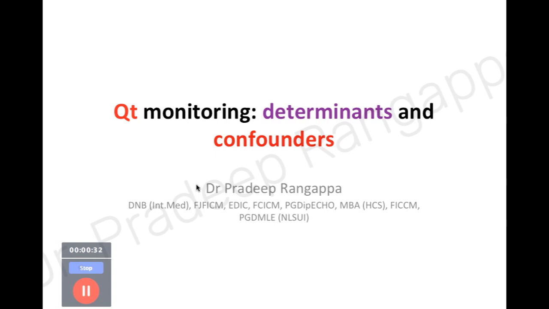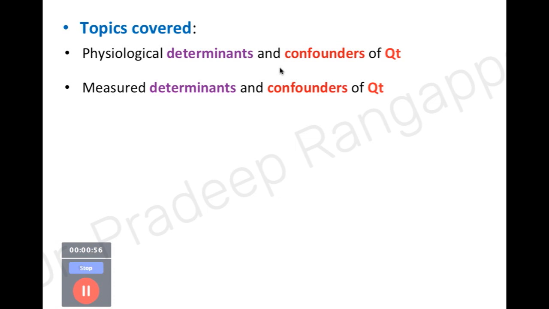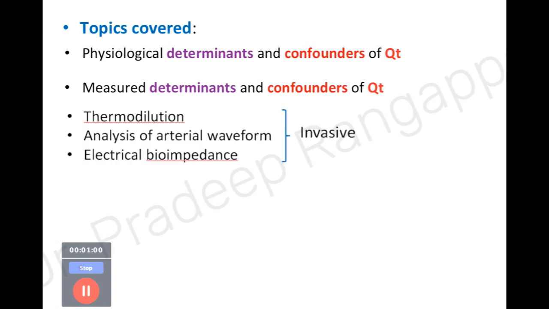for cardiac output. This is extremely useful for all the ICU trainees to understand certain basic principles of how to go about doing this cardiac output monitoring. What is the principle behind it, and what may be the factors that confound the measurements of cardiac output. So the topics that I would cover are physiological determinants and confounders of cardiac output. Then we would talk about measured determinants and confounders of cardiac output.